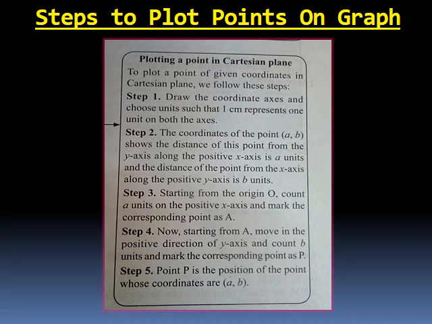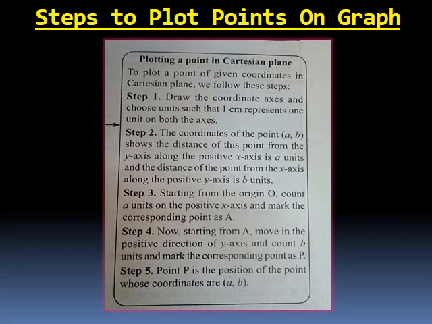Step 2. The coordinates of the point (a, b) show the distance of this point from the y-axis along the positive direction of x-axis is a units, and the distance of the point from the x-axis along the positive direction of y-axis is b units.